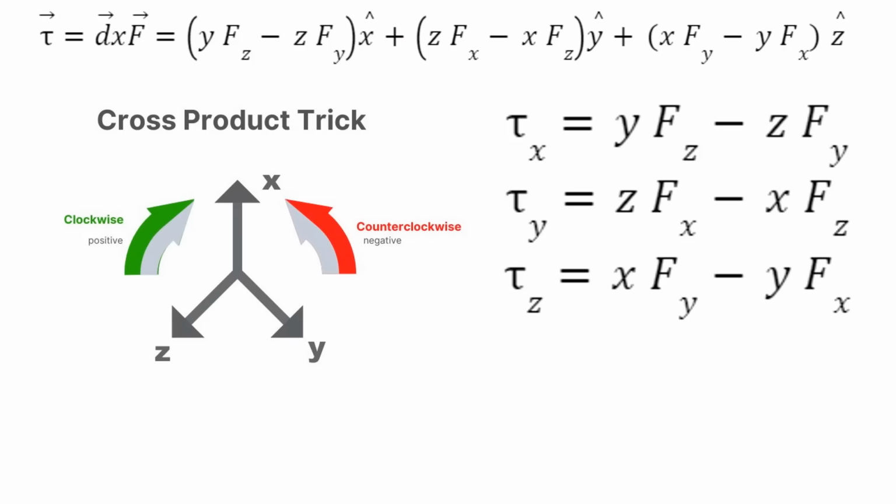Luckily, I was taught this little trick where you draw an x, a y, and a z in a triangle, where if you take the cross product in the clockwise direction, you get a positive result, and if you take it in a counterclockwise direction, it's negative. For example, y cross z is clockwise, so it results in a torque in the positive x direction, while z cross y is counterclockwise, so it is in the negative x direction. You can pause the video and check it out.